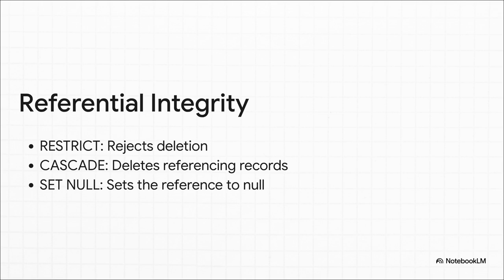Now, having all these links creates a bit of a new challenge. What happens if you actually delete a record? Like, if we delete client A. Johnson from the calendar, what happens to all their files? To protect data from becoming orphaned, databases use strict rules of referential integrity. You've basically got 3 options.